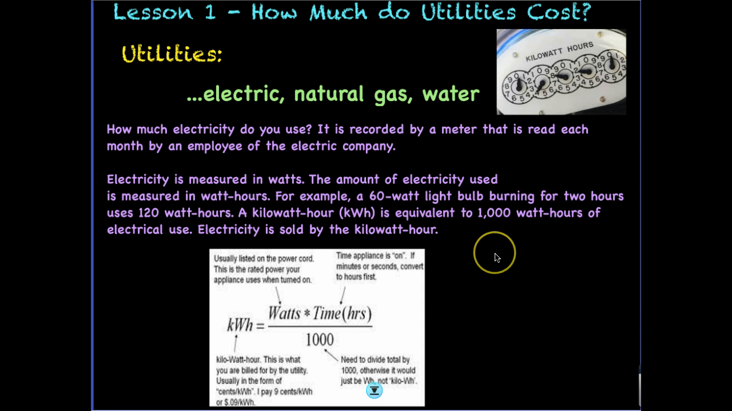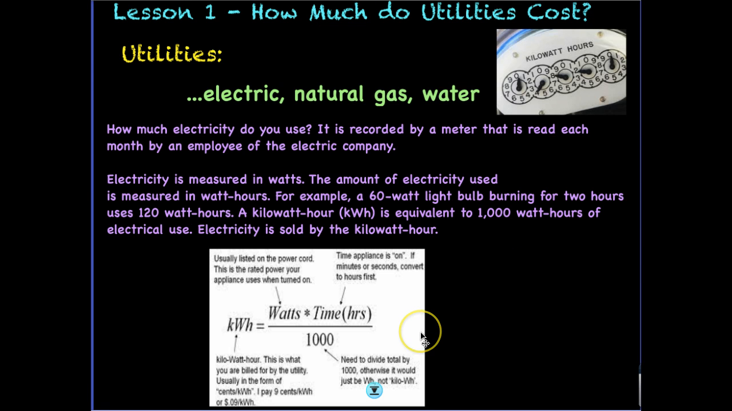So here we have a 60-watt light bulb, which is pretty standard. 60 or 70-watt light bulbs are what we have in our houses. If you have a 60-watt light bulb, that means that's how much it's using each hour. So if it burns for 2 hours, it uses 120 watts. 1 kilowatt, think of kilometer, kilo, that's equivalent to 1,000 watt hours. So in order to figure out how much you've used, you always need to divide by 1,000 to figure out how many 1,000 watt hours you have used. Electricity is then sold by that kilowatt hour.